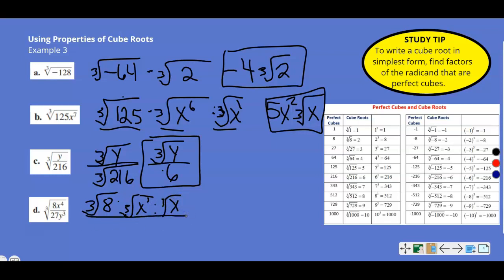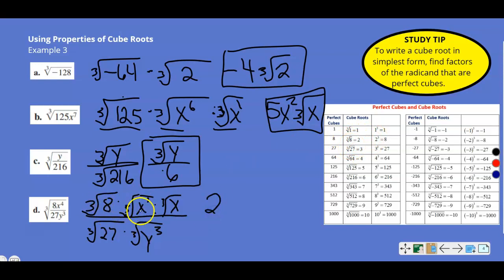And on the bottom, I can write the cube root of 27 times the cube root of y cubed. All right, now everything that has an index of 3 and is a perfect cube will be simplified outside the radical sign. So cube root of 8, you can see cube root of 8 is 2.